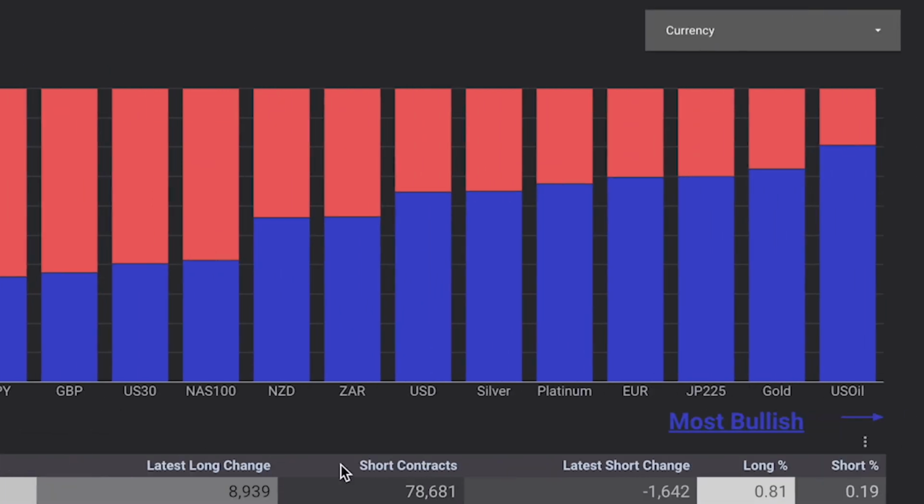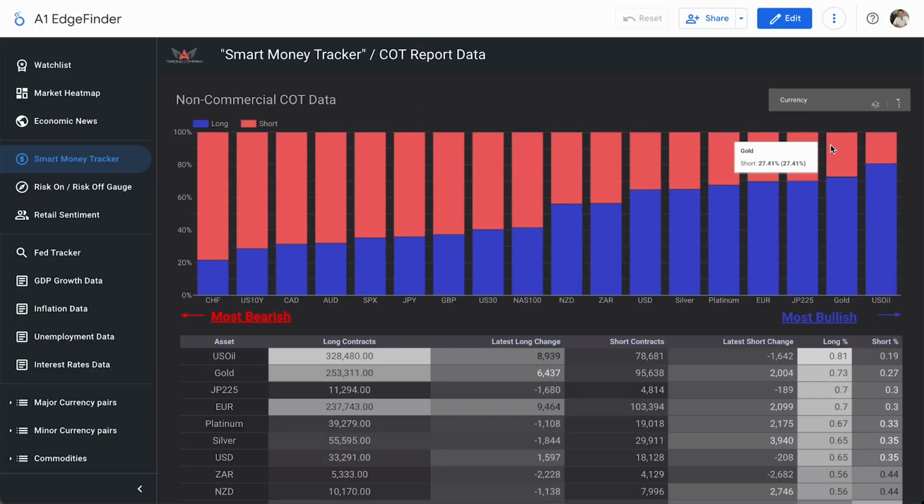If we want to take a look at something like the US dollar, we had some crazy US dollar news. NFP came out way better than expected. Way more jobs were created, and the unemployment rate actually dropped. But institutional traders right now, 64.74% long on the US dollar, 35.26% short. We can check out gold as well. Gold, 72.59% long and at 27.41% short.